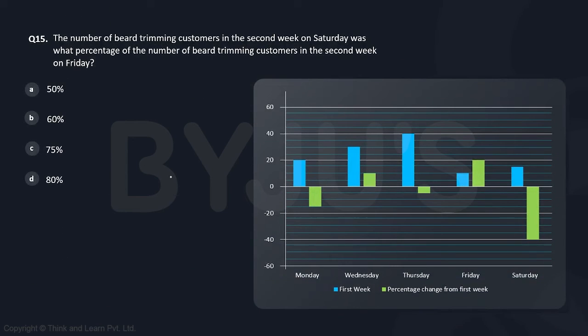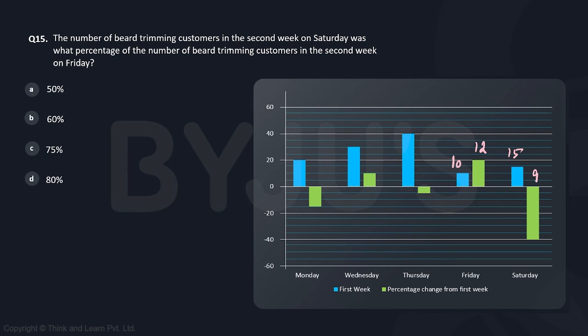Then comes question number 15. The number of beard trimming customers in the second week on Saturday was what percentage of the number of beard trimming customers in the second week on Friday? Fortunately, we just calculated both of them on the previous page. This figure was 10. This was 20% more, that is 12. This figure was 15. This was 40% less, that was 9.